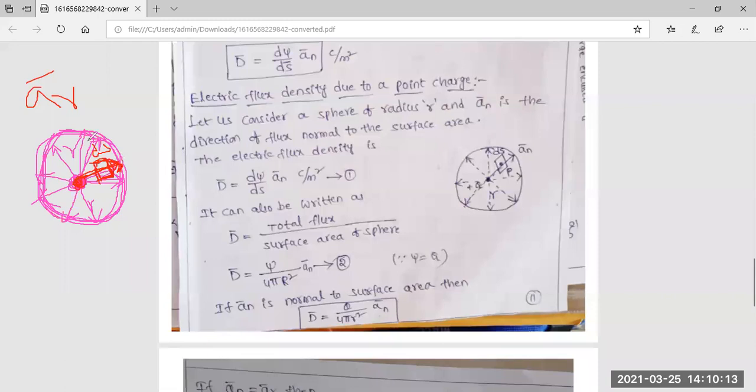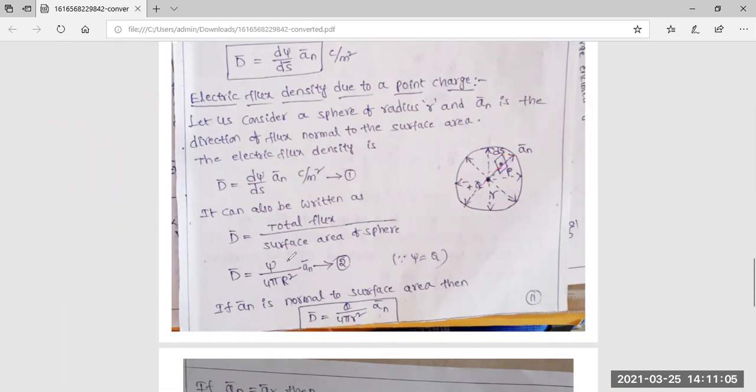So in this figure, ar bar is equal to an bar. Why? Because ar bar is the unit vector in the direction of the radial distance, and an bar is the direction of flux normal to the surface area. Whatever direction we have chosen for an bar, that direction is also marked as the radial direction ar bar. That's why ar bar is equal to an bar.